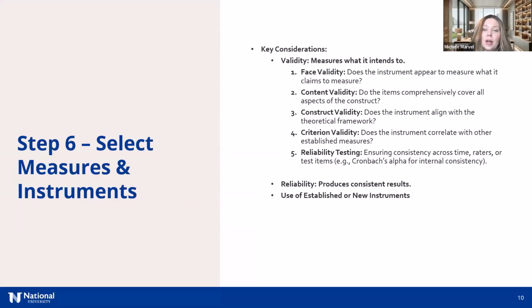So we've identified your variables and you know what you want to measure. And the next big question is, how exactly are you going to measure it? In quantitative research, your tools, whether they're surveys, questionnaires, rating scales, or standardized tests, are only as good as their ability to measure what they're supposed to measure. And that's where instrument validation comes in.